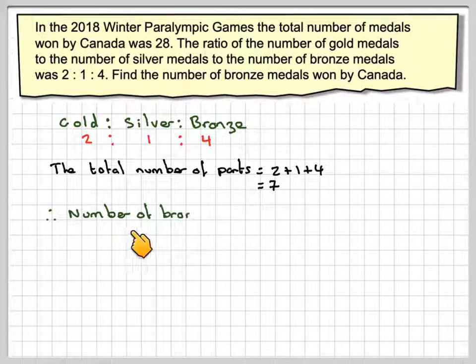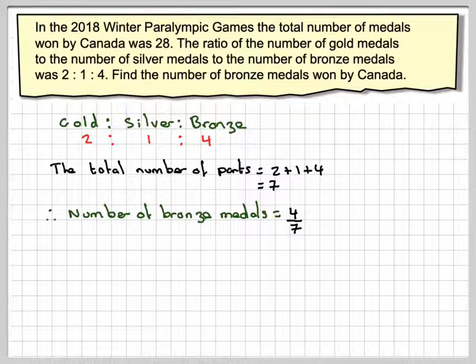And therefore, the number of bronze medals is going to be equal to 4, because 4 is the ratio that refers to bronze, divided by the number of parts. So 4/7 of 28, which is going to be 16 medals.